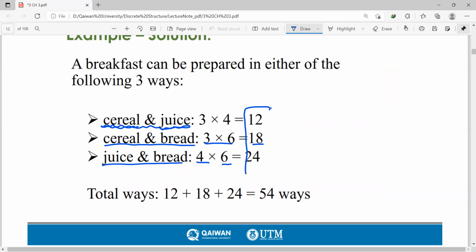We now add these all. We add all the ways, and we get 12 plus 18 plus 24 is 54 ways. As you see here, we use both multiplication and addition principles in solving a problem.